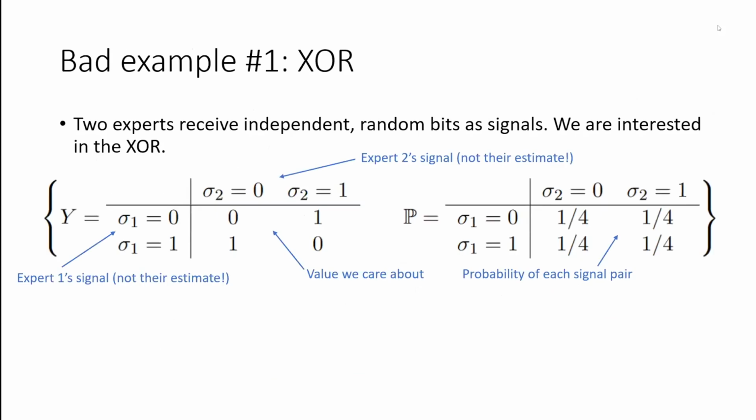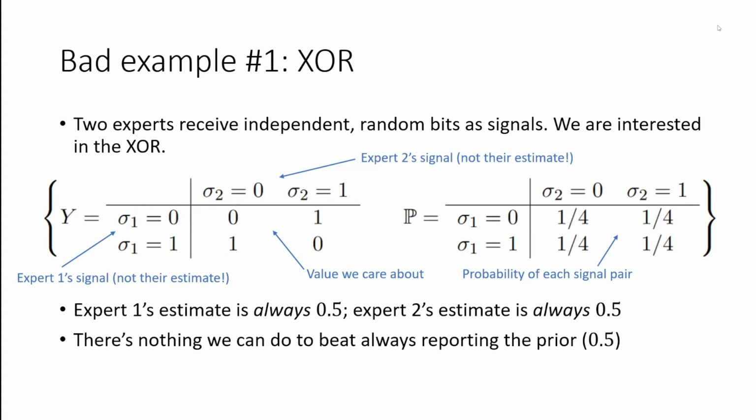So unfortunately, without making any assumptions, it is impossible to beat an approximation ratio of 0. To see this, we present a particular example of an information structure, which we call the XOR information structure. In the XOR information structure, each expert receives an independent random bit, and y is equal to the XOR of these 2 bits.